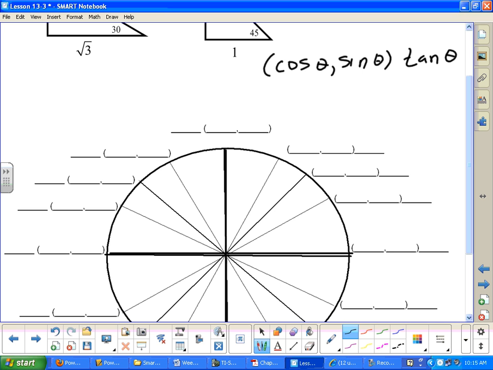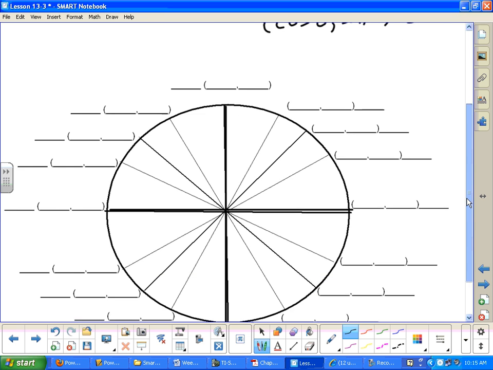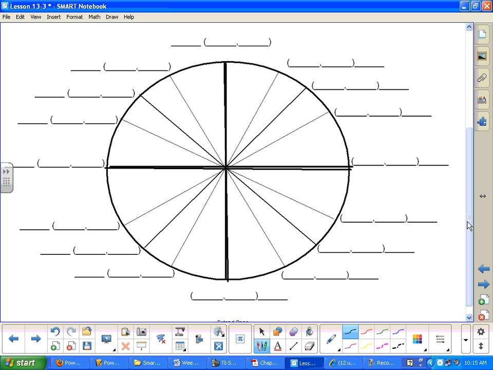All right. So cosine is x, sine is y, and tangent is on the outside. Now, this is called the unit circle, once again, because the radius of this circle is 1 unit. So we're going to do all of our degrees first, okay? And then we're going to cut it into radians, and then we're going to do all of our coordinates.